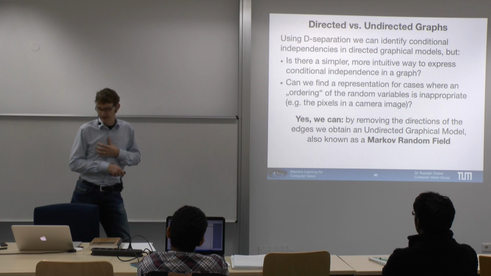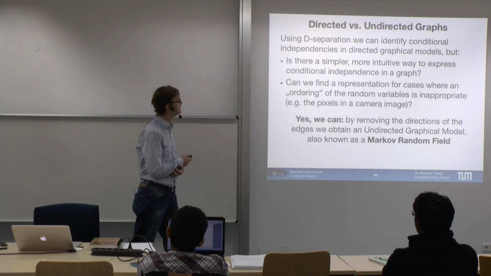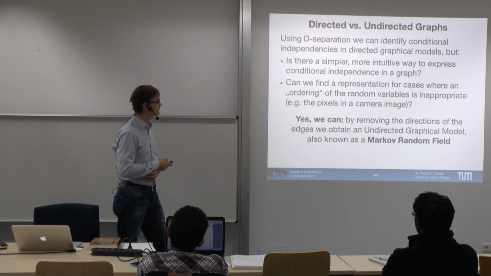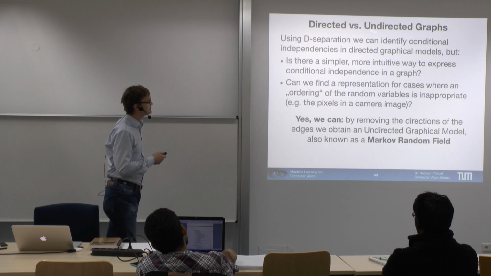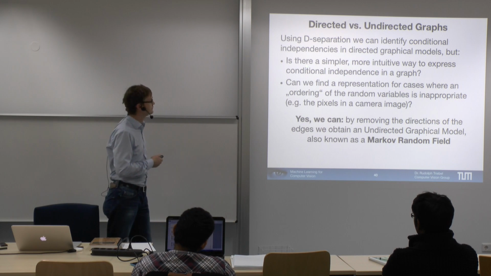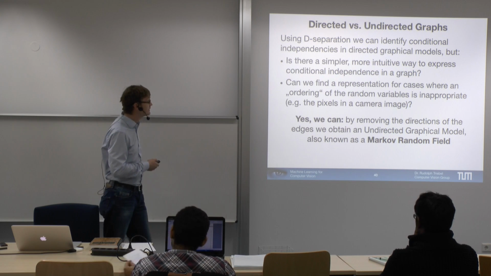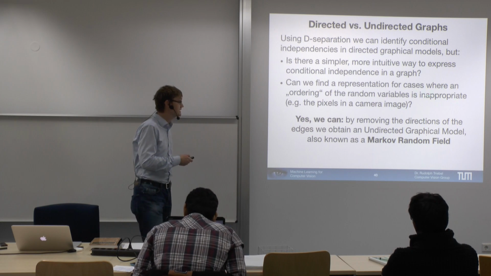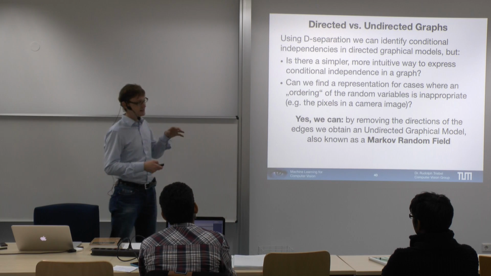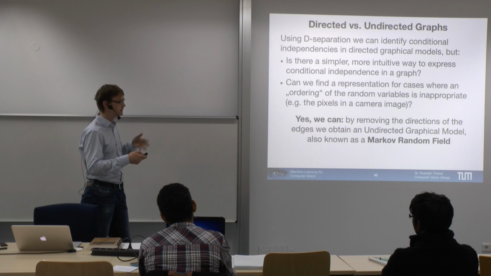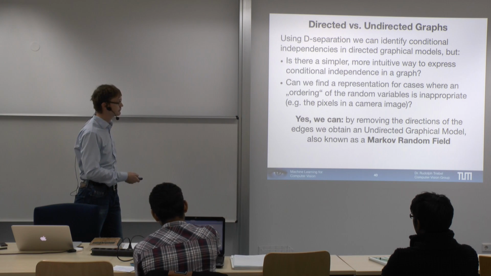Let's go and find ways where we can have models that don't have these kind of subtleties, these problems. And the idea is to use so-called undirected graphical models. So the motivation of undirected graphs is simply, first of all, we have this d-separation thing, which is a bit hard to define. And the question is, is there a simpler or more intuitive way to express conditional independence in a graph than with d-separation? And can we find a representation for cases where an ordering of the random variables is inappropriate? For example, if we have pixels in a camera image, and every pixel is a random variable, then it's hard to define a Bayesian network on these pixels because there's no ordering on these pixels, right? And we can do this by using so-called undirected graphical models, or they're also called Markov random fields.